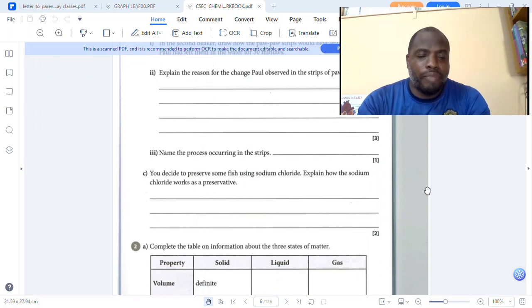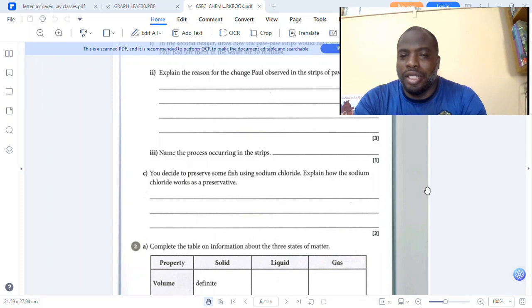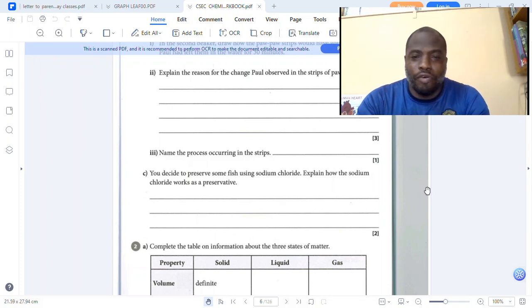So watch me now. Part C says you decide to preserve some fish using sodium chloride. Can you tell me the formula for sodium chloride? Can you tell me what type of compound it is? Is it ionic or covalent? Those things you should be able to do, right? So going forward, yes, NaCl. If you got that correct, then you are on the right track.